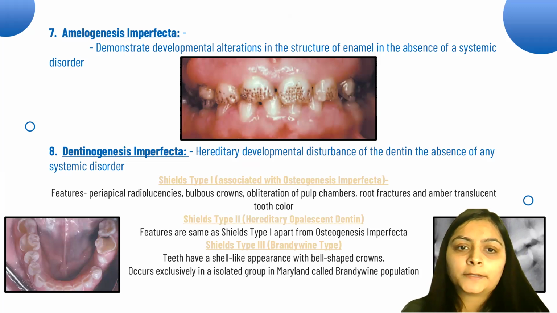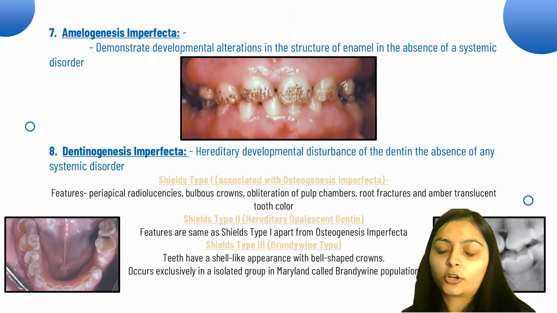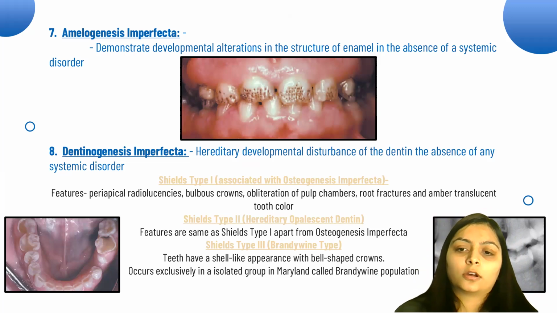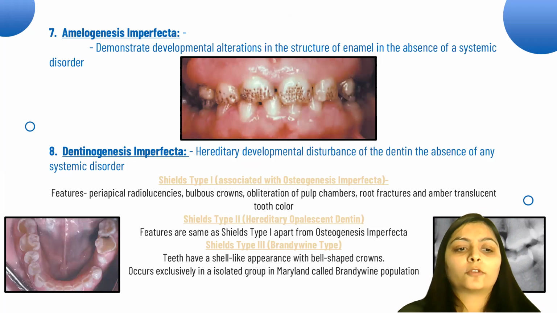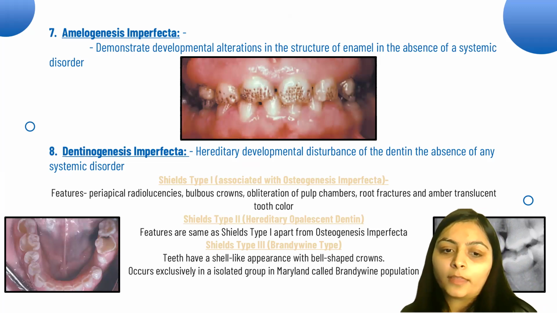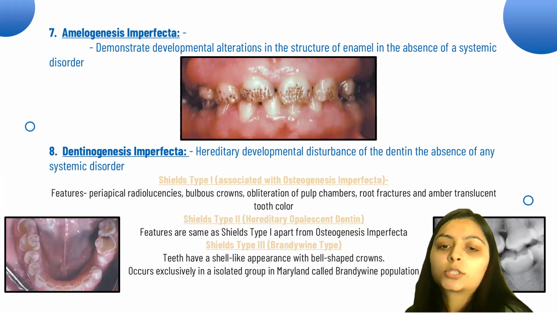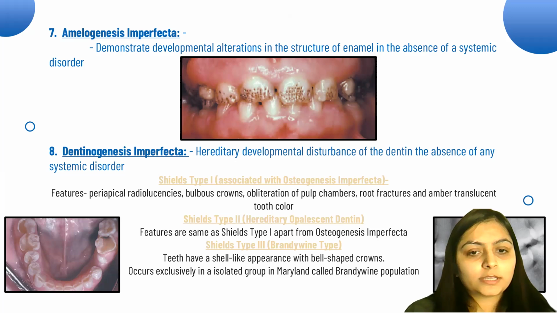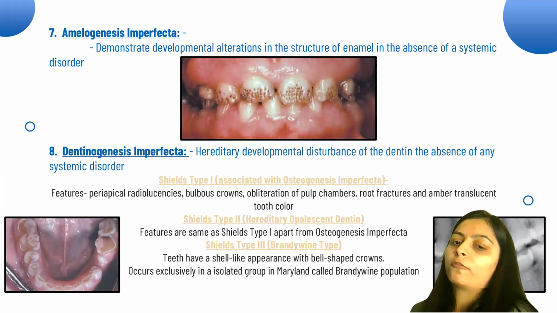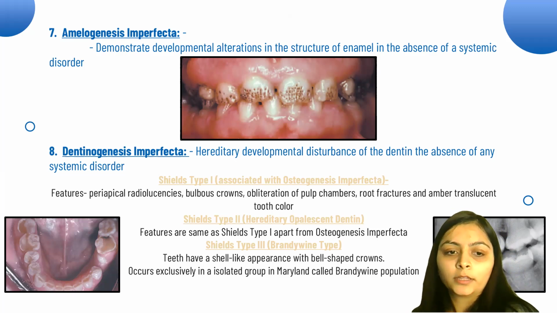Then we will go to dentinogenesis imperfecta, which is a hereditary developmental disorder of the dentin. In the absence of any systemic disorder, only the dental tissue will be affected. There won't be any history of any systemic disorder. There are three types basically. Shield type 1 is associated with osteogenesis imperfecta. Features can be periapical radiolucency, bulbous crown, obliteration of the pulp chamber, root fractures, and amber translucent tooth color.